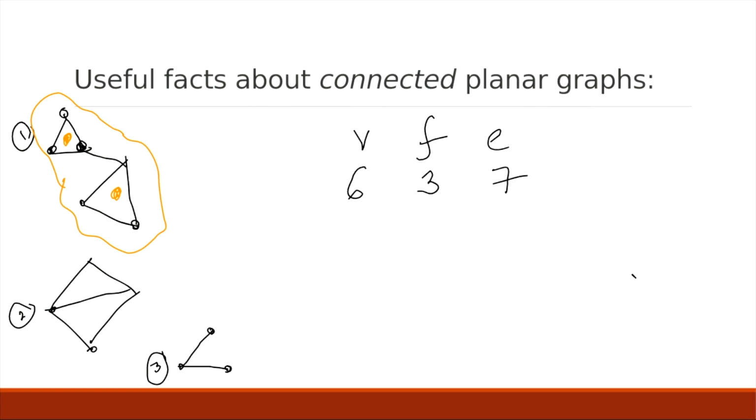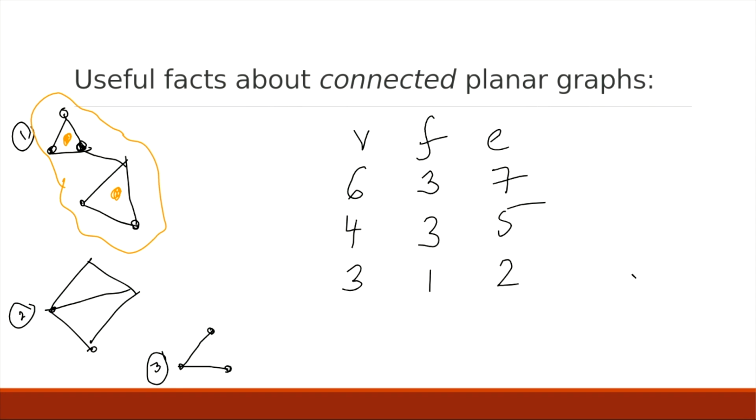Now, if you look at the second graph, it has 1, 2, 3, 4 vertices, 1, 2, 3, 4, 5 edges, and 1, 2, 3 faces. And the third one is quite a simple one. It has 3 vertices, 2 edges, and actually it's just one face, the whole plane. It cut a hole into the plane, but it didn't cut the plane up into actual pieces.